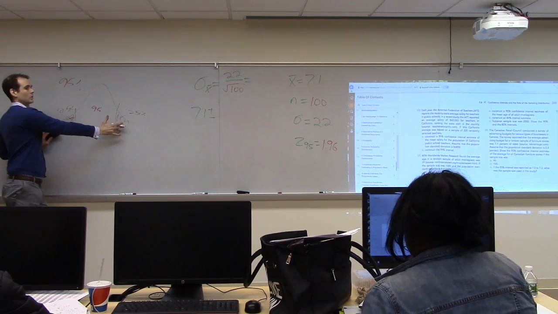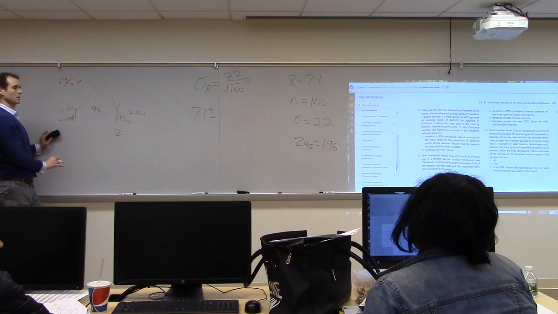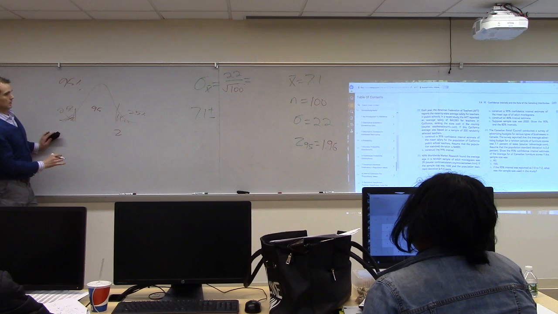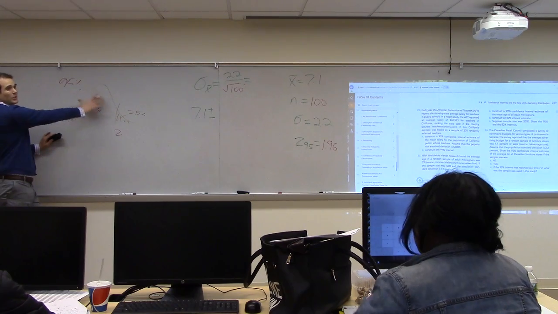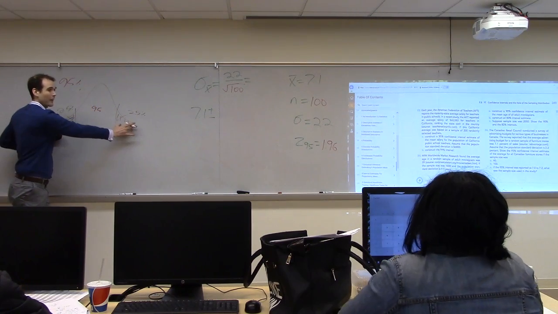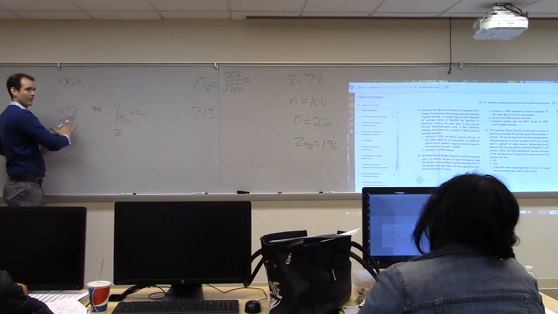97.5. Because 95 plus 2.5 is 97.5. 97.5 is correct, yeah. Okay. But it's easiest just to remember that there's 100% under this whole curve. So if there's 2.5% up here, 100 minus 2.5 is 97.5.